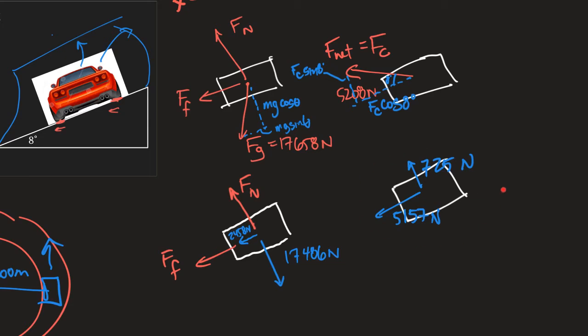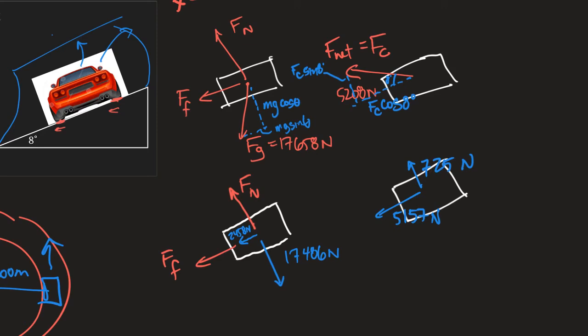Remember, this is the net force, so this is what we're trying to achieve by summing up these forces. In the x direction, we want the sum of the forces to be 5157 newtons. Right now, we have two forces here. We know one of them. Could we find this one? I think we could. In the y direction, we know we have two forces, this one and this one, and we want those to sum up to 725 in the y direction.